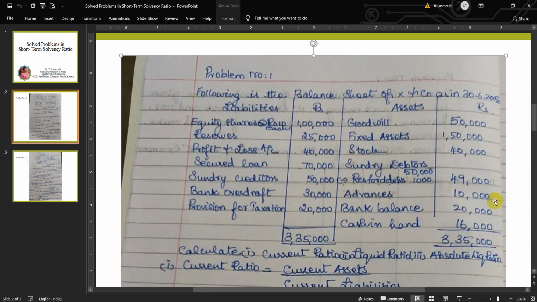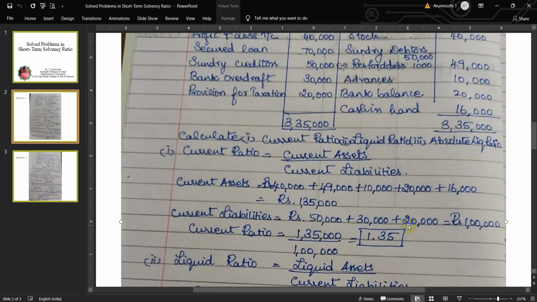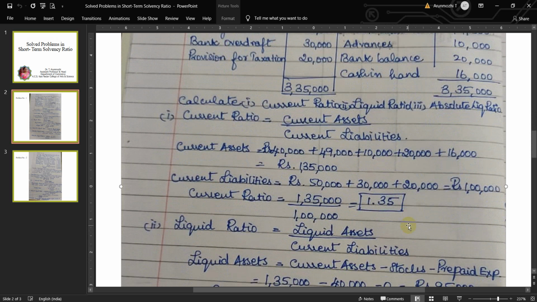With the liabilities, equity shares at the rate of rupees 10 each. Reserves, you have P&L, secured loan, sundry creditors, bank overdraft and provision for taxation. On your asset side, you have goodwill, fixed assets, stock, sundry debtors. Value is 50,000. Deduction of provision for bad and doubtful debts is given, so you get 49,000. Advances are there, bank balance and cash in hand. The question asked is to calculate current ratio, liquid ratio and absolute liquid ratio.